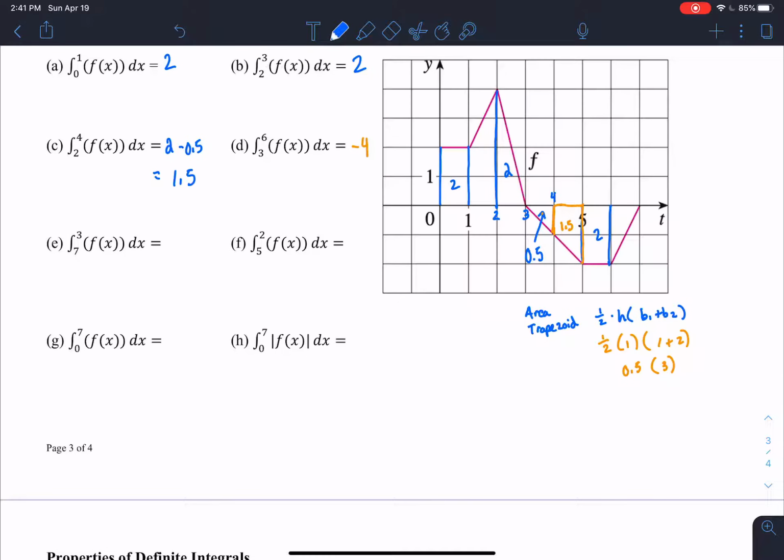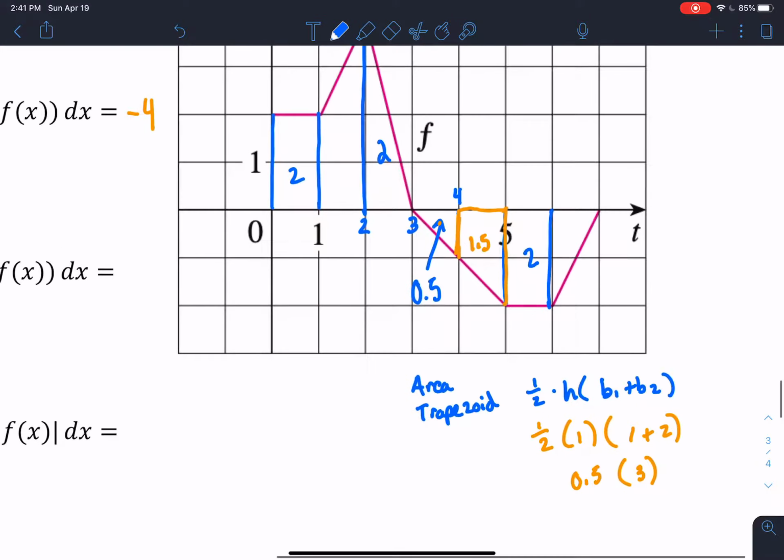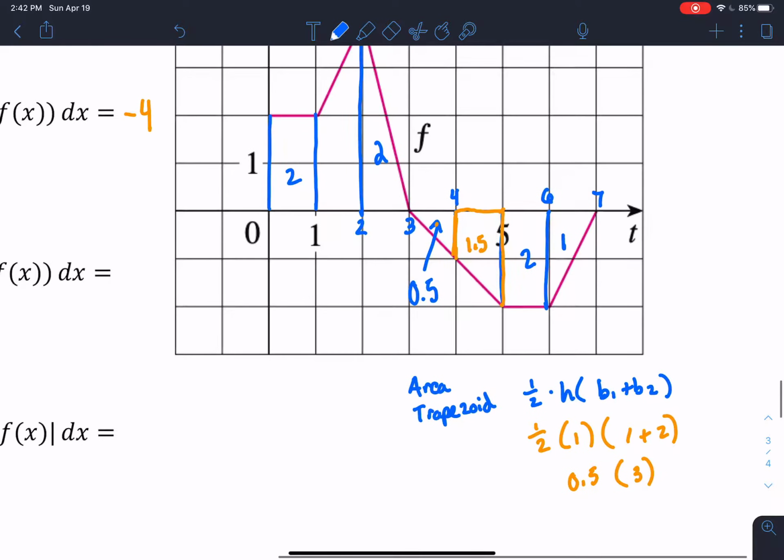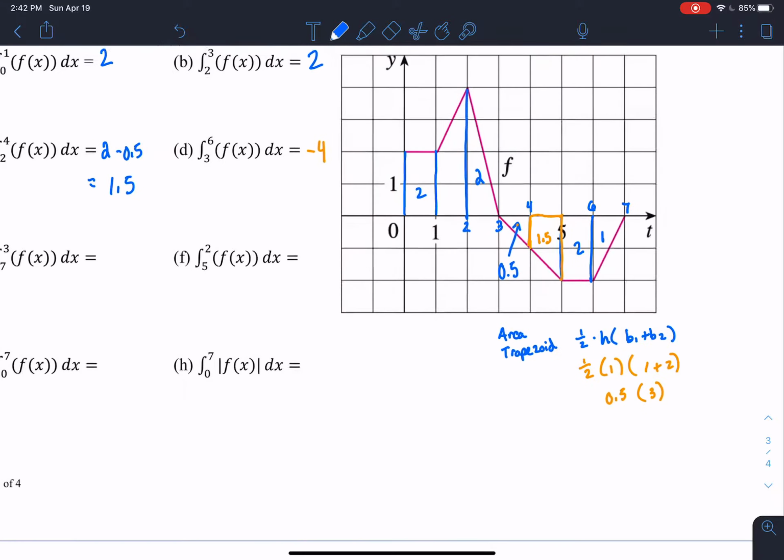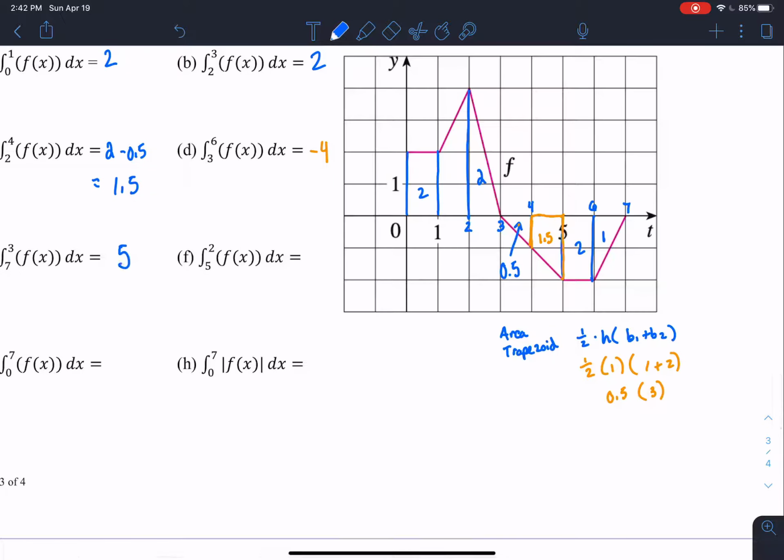Okay, and then for letter E, we're going from 7 to 3. So now we're working backwards. Here is 5, here's 6, here's 7. All right, so this is going to be 1, because that's a triangle. As we go from 7 to 3 now, we're working backwards. So this is now positive 1 plus 2, which is 3, plus 1.5, 4.5, plus another 0.5, which is 5. So that should be positive 5.